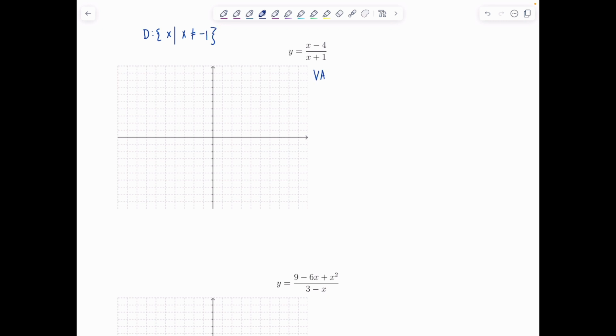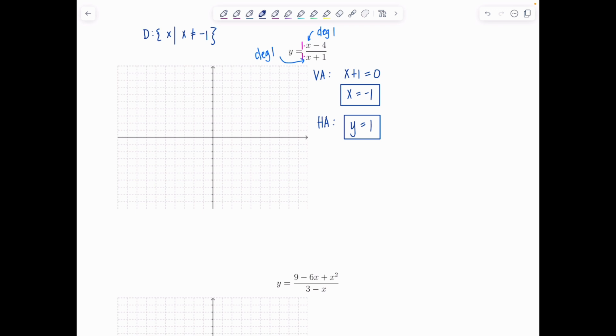So let's find the asymptotes. The vertical asymptote I get by setting the denominator equal to 0. So it's at x equals -1. Now let's look at the horizontal asymptote. How do we find that? What's the degree of the numerator? 1. What's the degree of the denominator? 1. So the horizontal asymptote is going to be y equals, you divide their coefficients, so 1 divided by 1 is just 1. Okay, that was pretty straightforward.